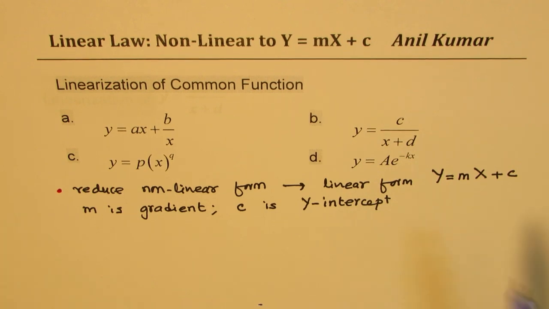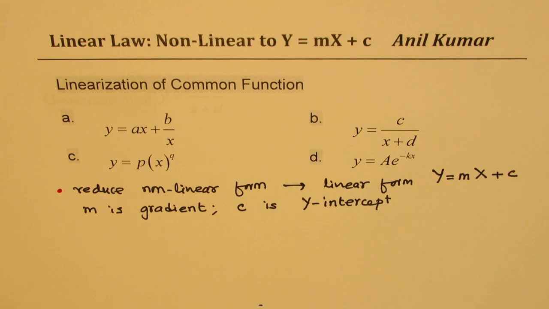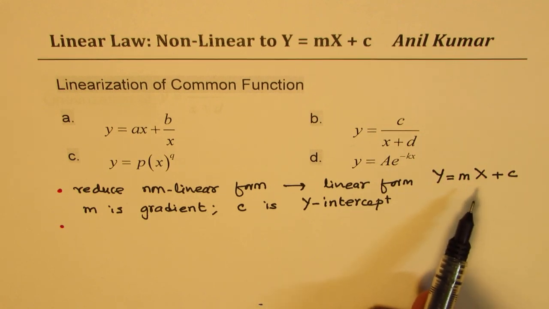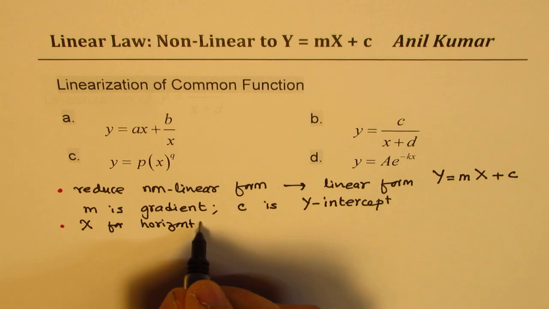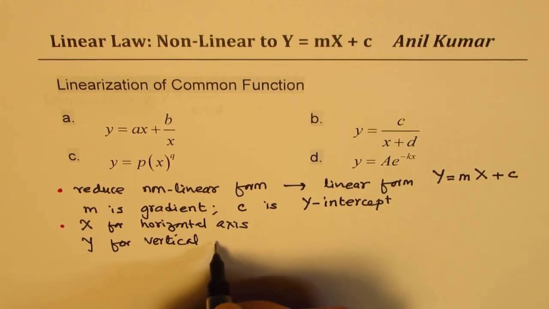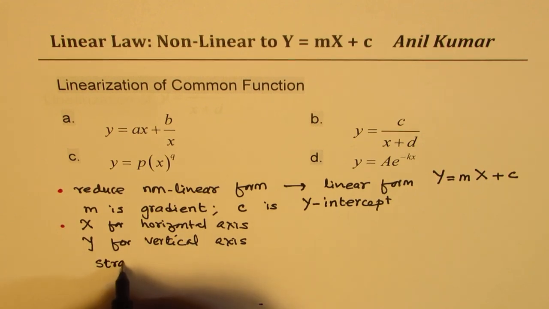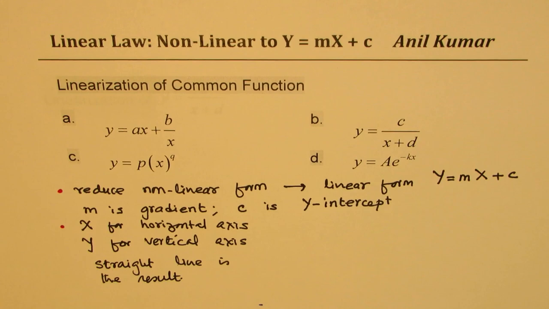And also, if you plot capital Y along the vertical axis and the horizontal axis is capital X, then you get a straight line. So basically what we do here, which is very important to understand, is that the converted linear form has X labeled for horizontal axis, and capital Y for vertical axis. The result is a straight line. Perfect. Now we'll take examples, four of them. So let's begin with the very first one.